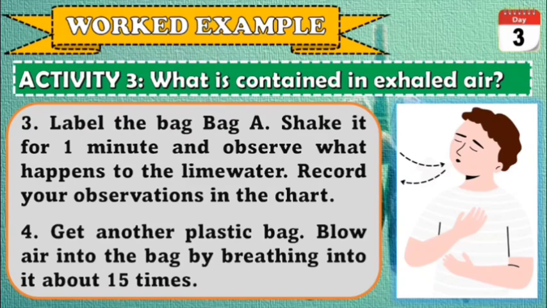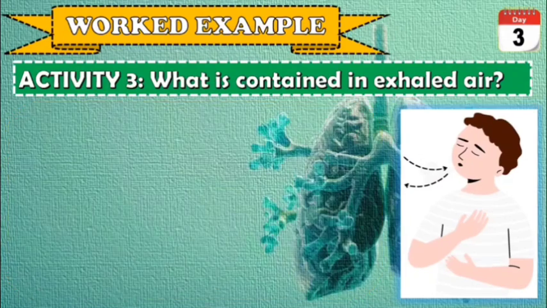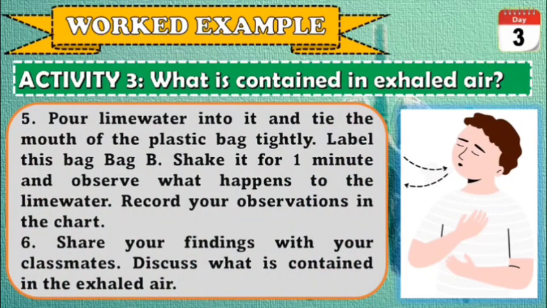Record your observations in the chart. Instruction number 4. Get another plastic bag. Blow air into the bag by breathing into it about 15 times. Instruction number 5. Pour lime water into it and tie the mouth of the plastic bag tightly. Label this bag B. Shake it for 1 minute and observe what happens to the lime water. Record your observations in the chart.